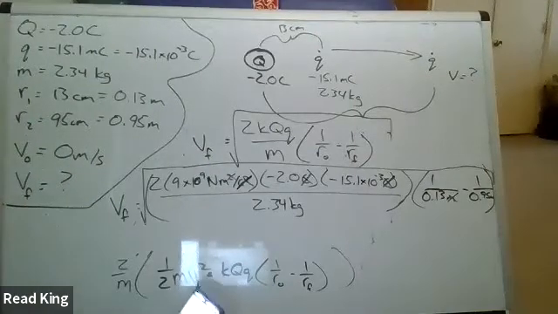All right, so we have 2 times 9 times 10 to the 9th. We have minus 2. We have minus 15.1 times 10 to the minus 3. We have 2.34 divide. Oh yeah, we forgot to do the other one first. 0.13, 1 over 0.13. There's my 1 over. We have 0.95, 1 over that. Subtract that from that.